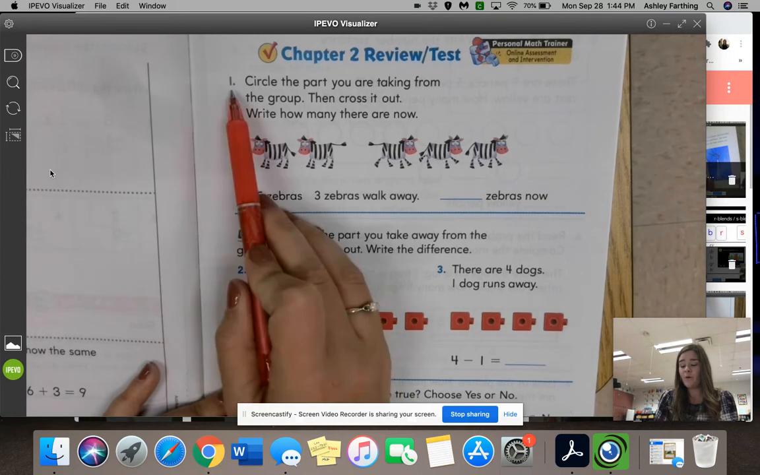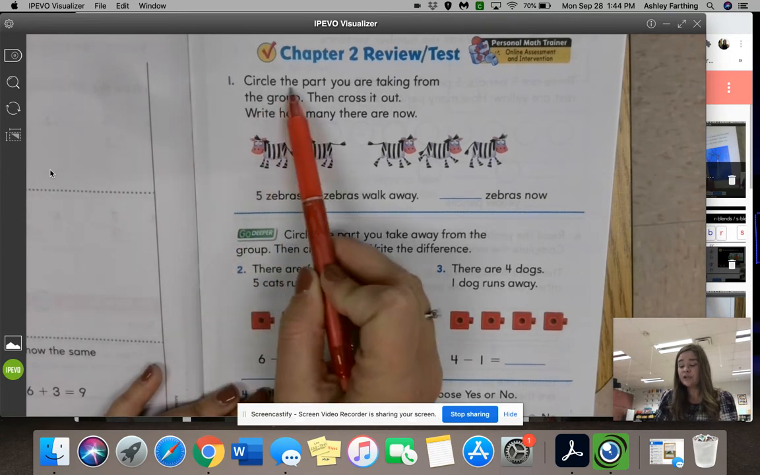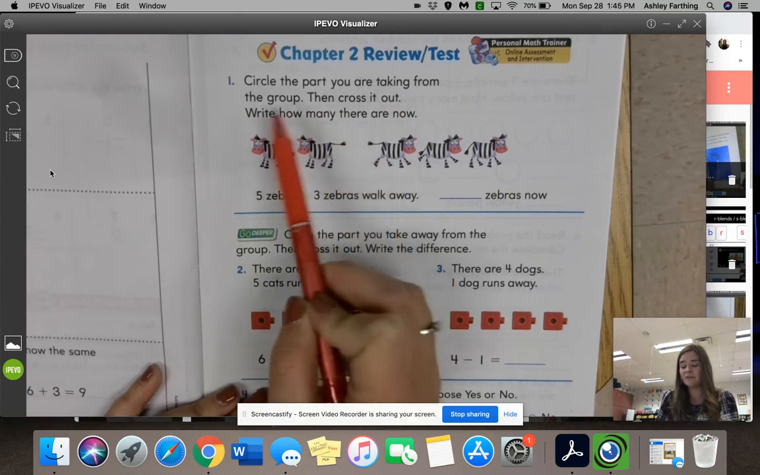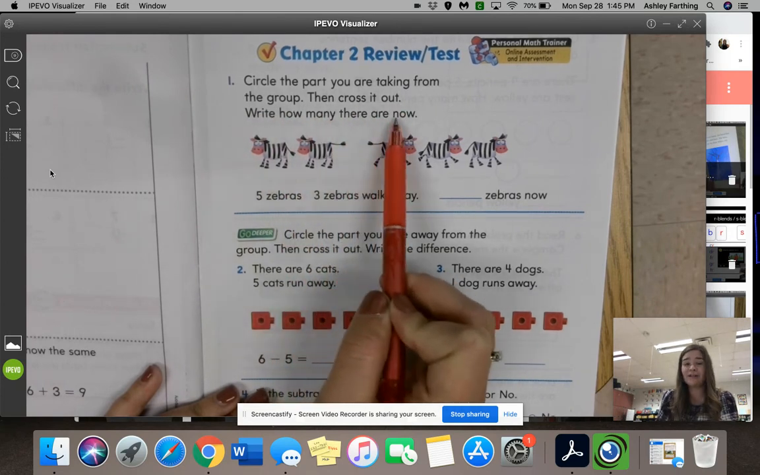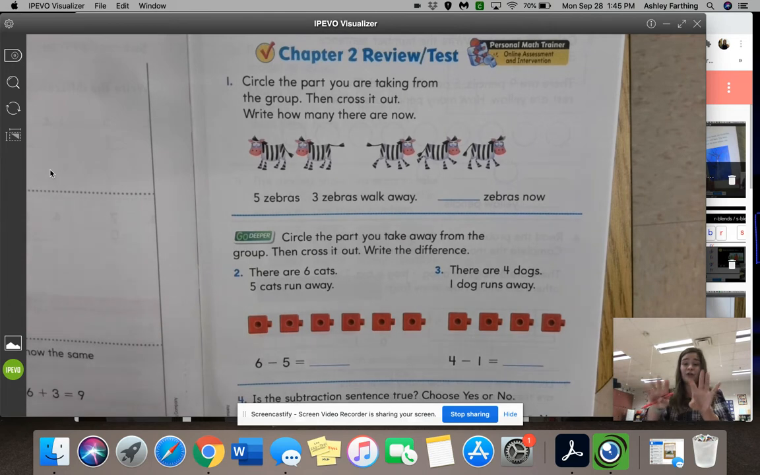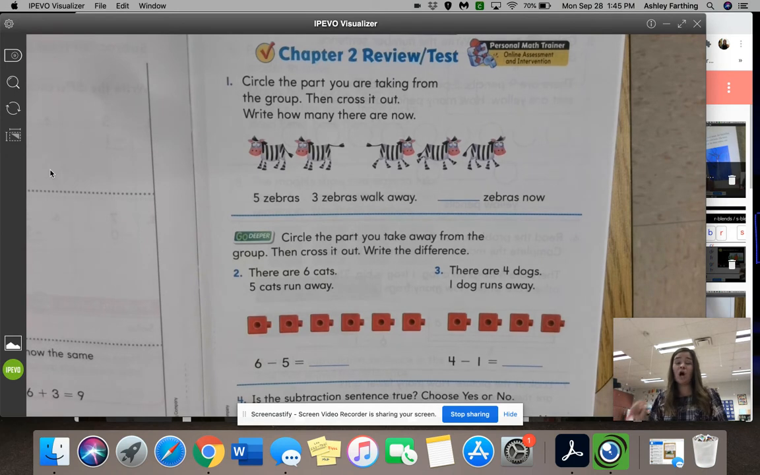Let's read number 1. It says, circle the part you are taking from the group, then cross it out. Write how many there are now. Remember, this whole chapter, all of Chapter 2, has been about subtraction. Subtraction means to take away. So in all of these problems, we're taking away part from our whole.